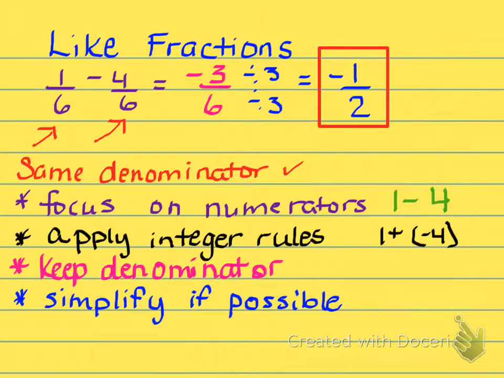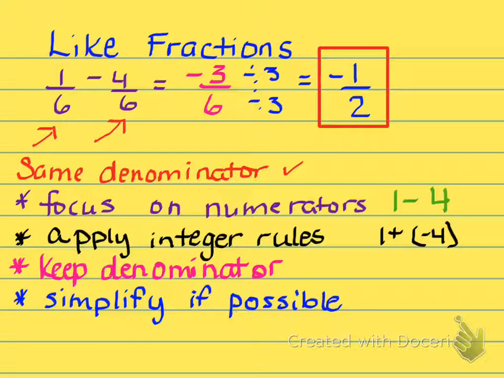So on this next screen, you're going to see that we have a problem with like fractions. So we did some of that today, where you see it's 1/6 minus 4/6 equals, and in pink I have negative 3/6. So what that means is that we noticed that the denominators are the same, so I wrote same denominator, check. Now that the denominators are the same, we can focus on the numerators.